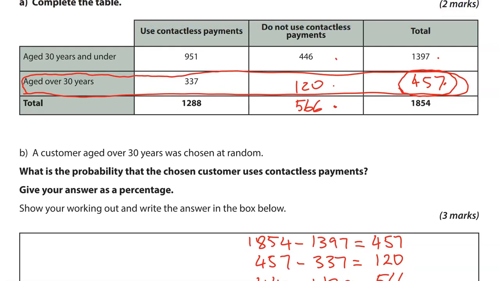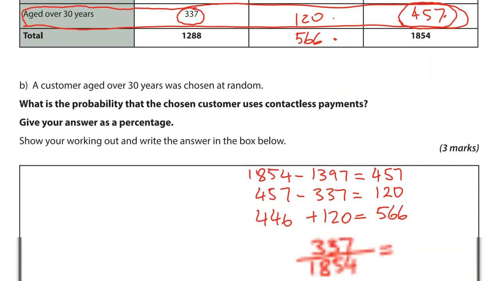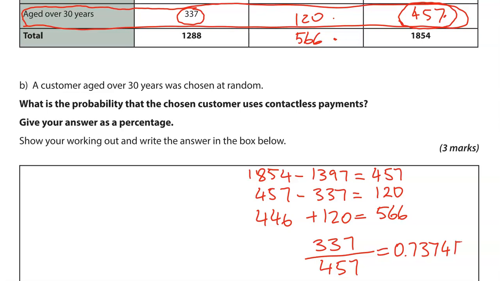So that's 337 of them who use contactless payments. So what we're going to do is 337 out of 457. So using a calculator, 337 divided by 457 gives us 0.73747 and so on.